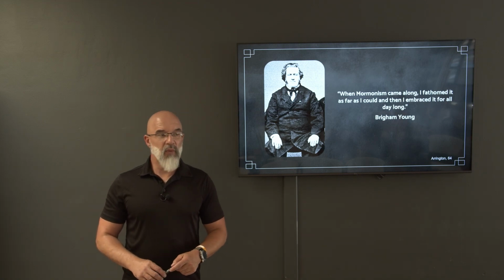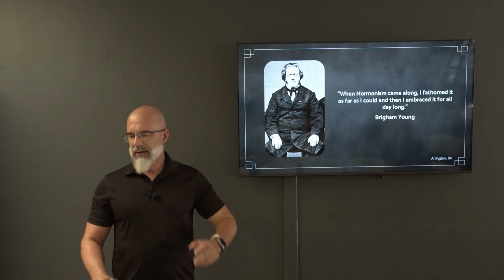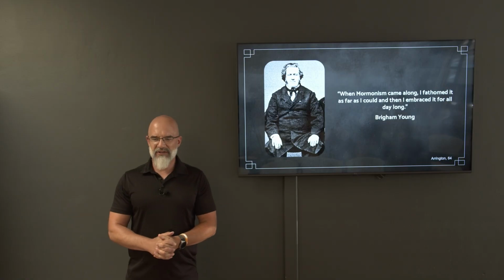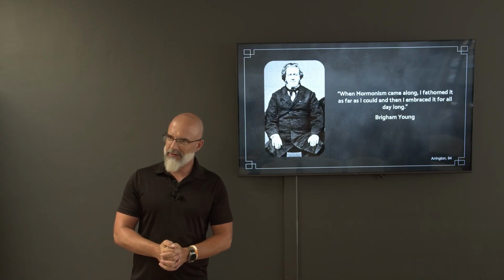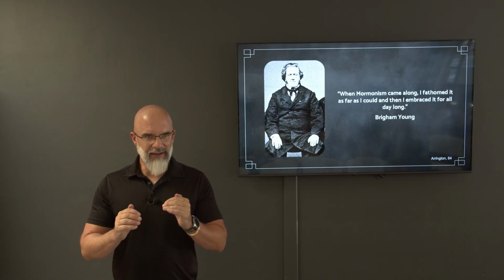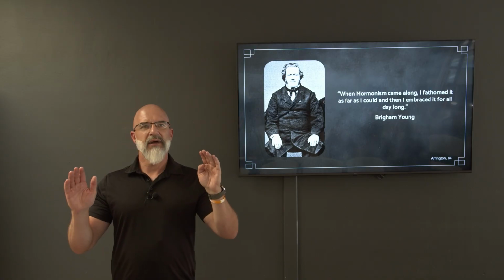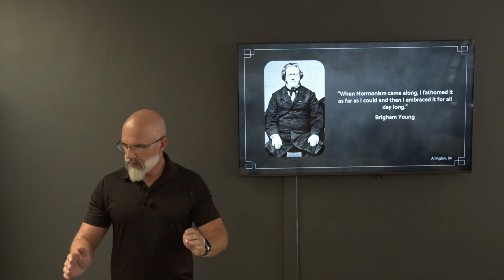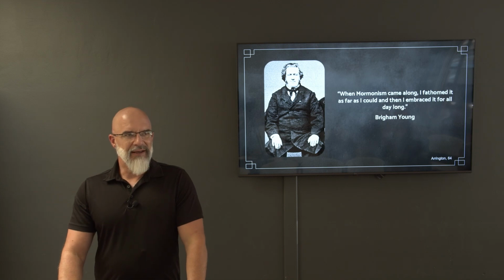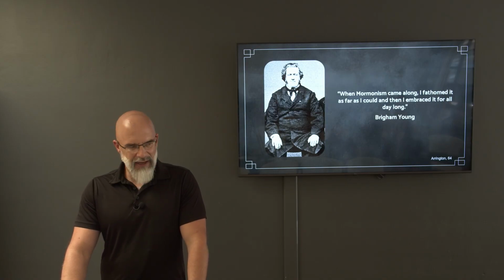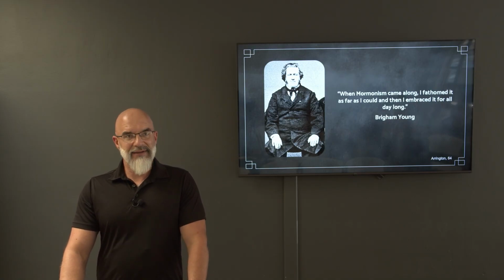Whatever the case may be, when Brigham Young did convert, I can say this: he wasn't overstating here. "And when Mormonism came along, I fathomed it as far as I could, and I've embraced it for all the day long." That once he threw his hat in the ring, he was unquestionably, unswervingly loyal to Joseph Smith for the remainder of his life, and to the church for the remainder of his life. And Joseph Smith had a huge, huge impact on Brigham Young. But in 1832, they still haven't even met.